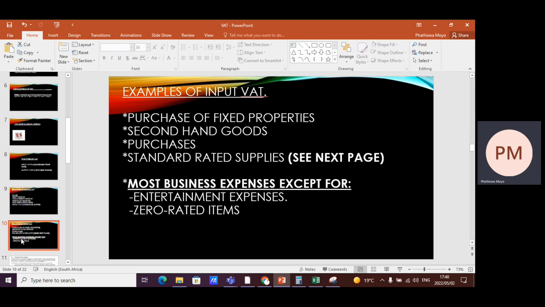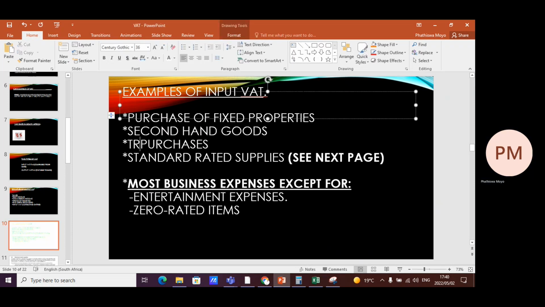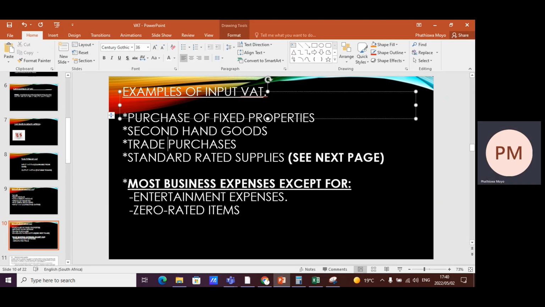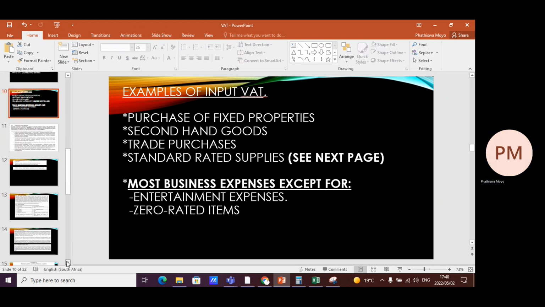And then examples of input VAT: purchase of fixed properties, second-hand goods, purchases, your normal trade purchases. Standard rated supplies, most business expenses except for entertainment expenses and zero rated items.